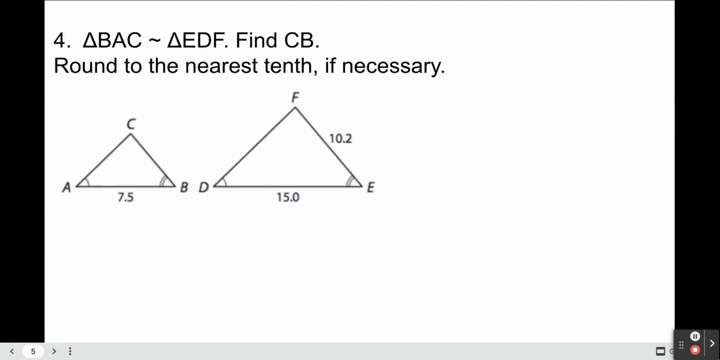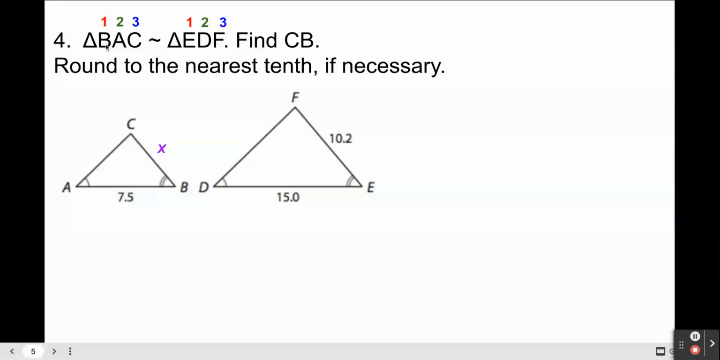Let's look now at example number 4. We're given that triangle BAC is similar to triangle EDF. We're asked to find CB. Well, CB is unknown, so I'm going to let it stand for X. Just put in an X. I like to start with the unknown when setting up my ratios to solve a proportion.